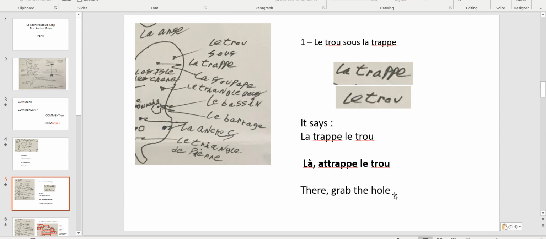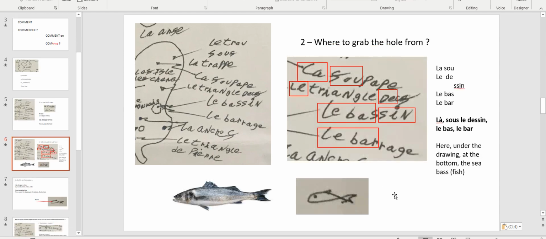So there I grabbed a hole. And then I asked myself, what hole? There's a lot of hole. And I carried on reading. And then I saw some pattern starting. "La." Every time there's a "la," I said there. There. Look, "là" means there.